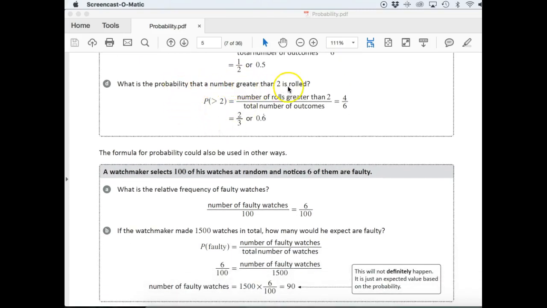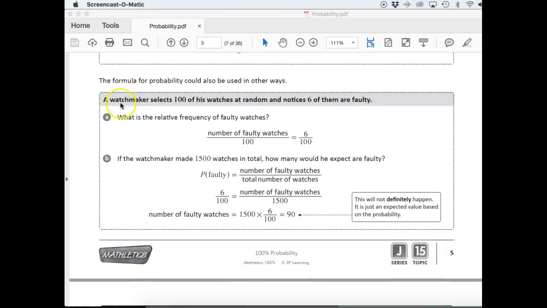What is the probability a number greater than 2 is rolled? Alright, so can you see again, we've got probability, and then what we're looking for in the brackets, greater than 2. So that means we're looking for the numbers 3, 4, 5, and 6. How many numbers is that altogether? 3, 4, 5, 6. It's 4 numbers. So 4 numbers out of the possible 6, or 2 out of 3.